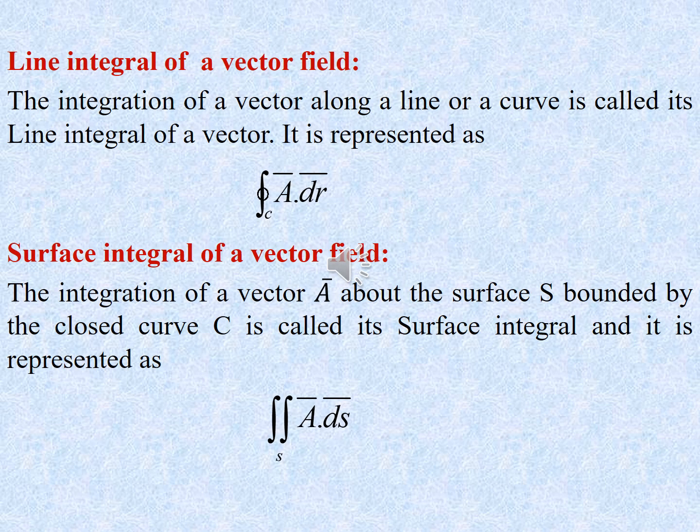Line integral of a vector field. The integration of a vector along a line or a curve is called its line integral of a vector. It is represented as the integral of a bar dot dr bar. Next one is the surface integral of a vector field. The integration of a vector a bar over the surface S bounded by a closed curve C is known as the surface integral. It can be written like this: double integral over S of a bar dot ds bar.